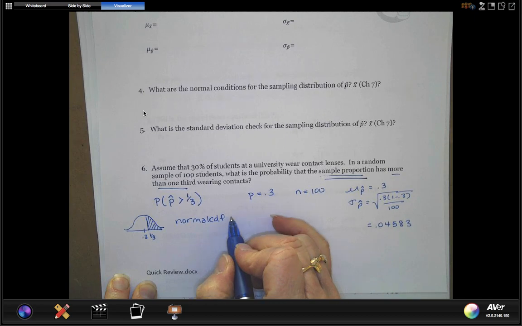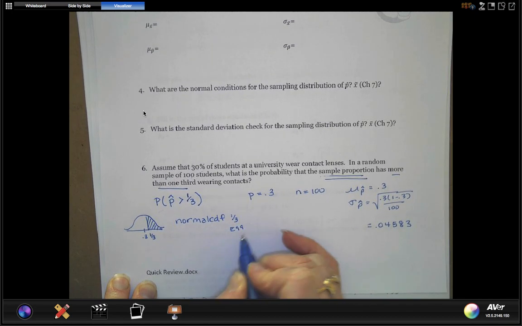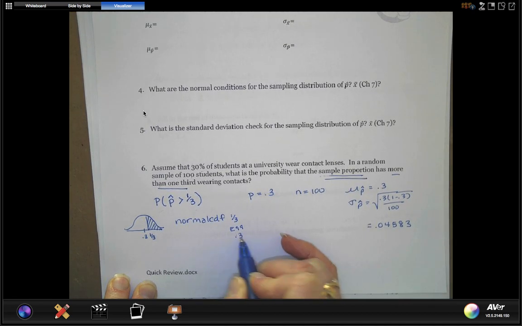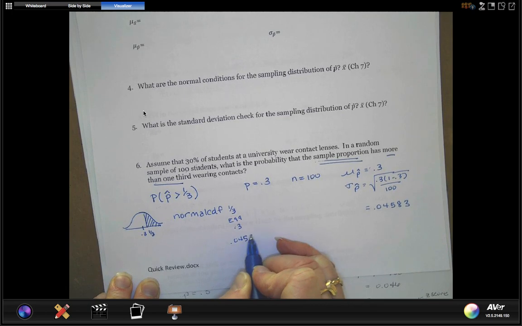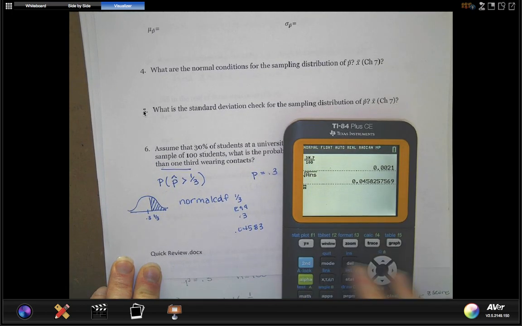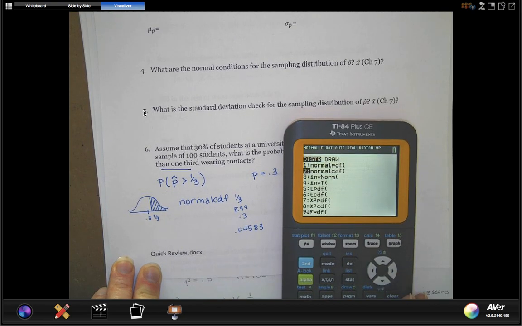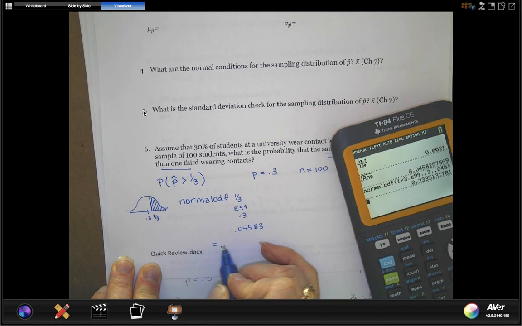So again, I'm going to use normal CDF. My lower bound is 1/3. Upper bound is E99. I've got that mean, and then I have this standard deviation. So if I go here and I do 1 divided by 3, upper bound, and I do 0.3, and then I'm going to use that standard deviation I just calculated. So we get this answer.